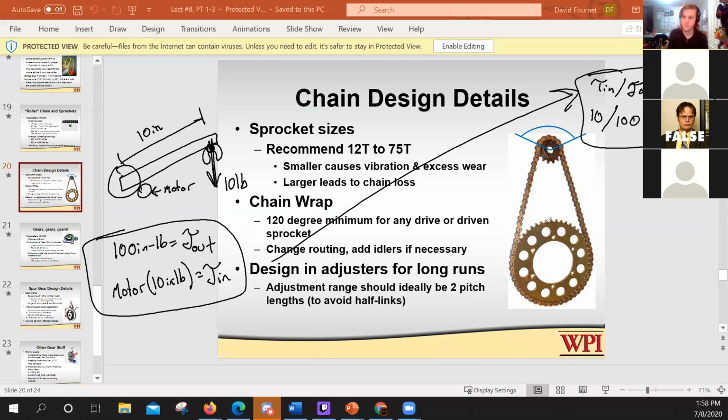Wait, so you multiplied the length of the arm by the amount that the load holds. Mm-hmm.